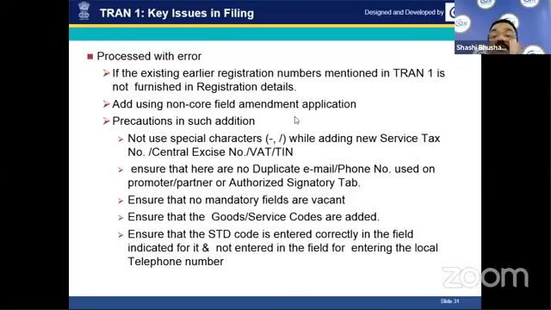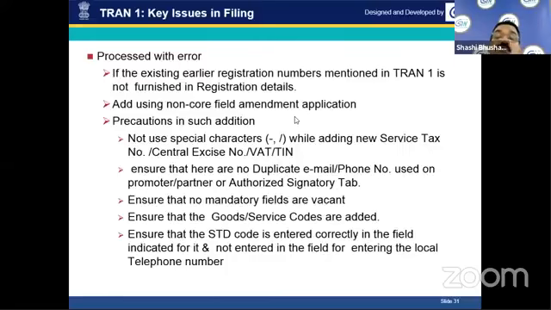Then you should ensure that there are no duplicate email or phone number used on the promoter, partner, authorized signatory tab. You should also ensure that there are no mandatory fields vacant, because sometimes when the application is retrieved from the earlier migration application you had filled, certain fields are blank. You should enter the data if any mandatory field is blank and data has not been retrieved. Similarly, you should ensure that the goods or service codes are there and not blank.